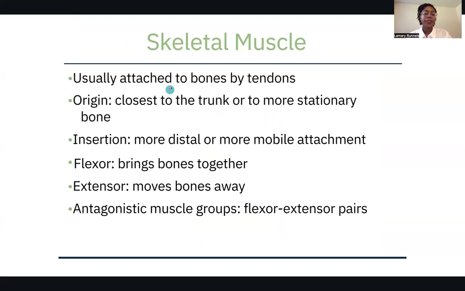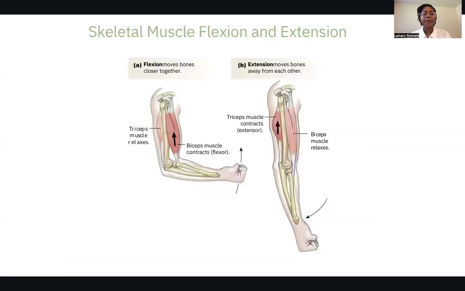So, like I said, specifically, we'll be talking about the skeletal muscle. Usually, the skeletal muscle is attached to bones by tendons. Origins are closest to the trunk and/or more stationary bones. Insertions are more distal and mobile attachments. Flexors bring bones together, extensors move bones away, and antagonistic muscle groups are like the flexor-extensor pairs.